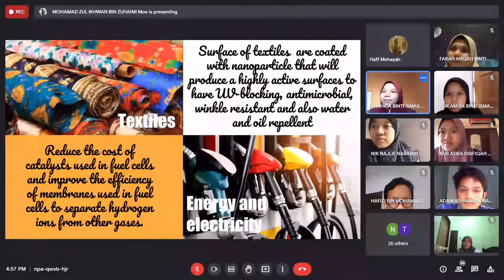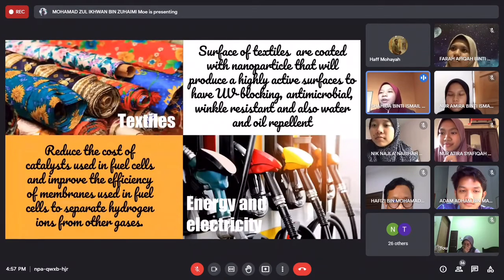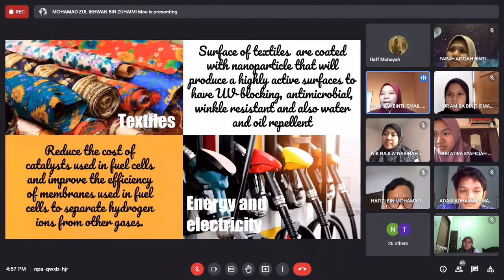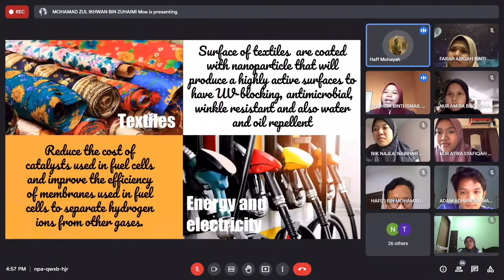Last slide. Okay, for the textiles industry, the surface of textiles are coated with nanoparticles that will produce highly active surfaces to have UV blocking, antimicrobial, wrinkle resistant, and also water and oil repellent. And lastly, the energy and electric.